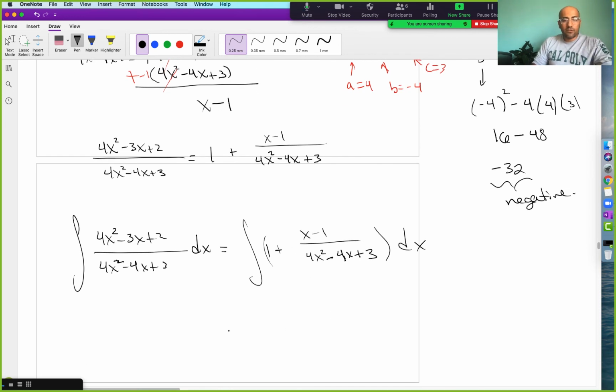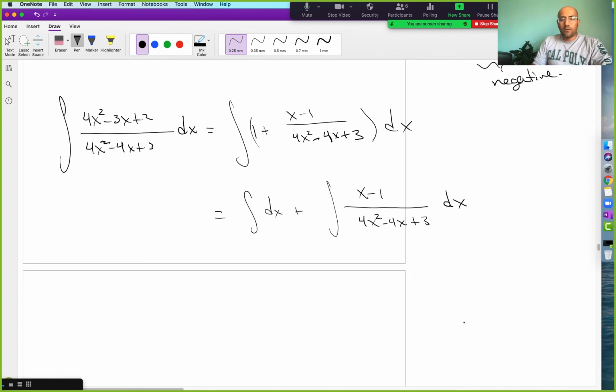Then let's try some other techniques here. This is just going to be the integral of dx plus the integral of this thing, x minus 1 over 4x squared minus 4x plus 3 dx. And if we do a u substitution, we'll get this.